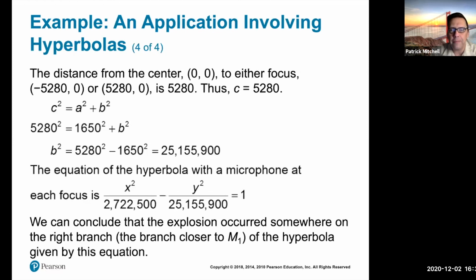We can conclude that the explosion occurred somewhere on the right branch of the hyperbola given by this equation. And that's going to do it for section 9.2. We'll see you next time for 9.3, which I believe is our last section.